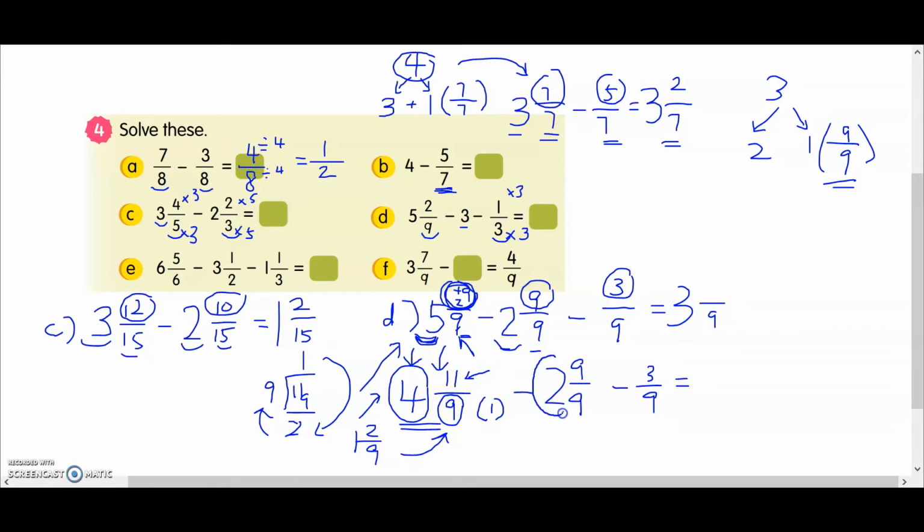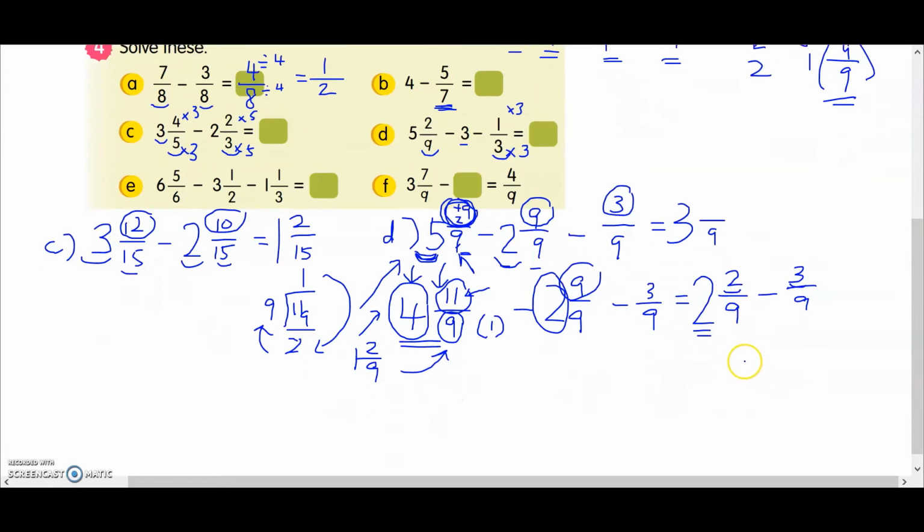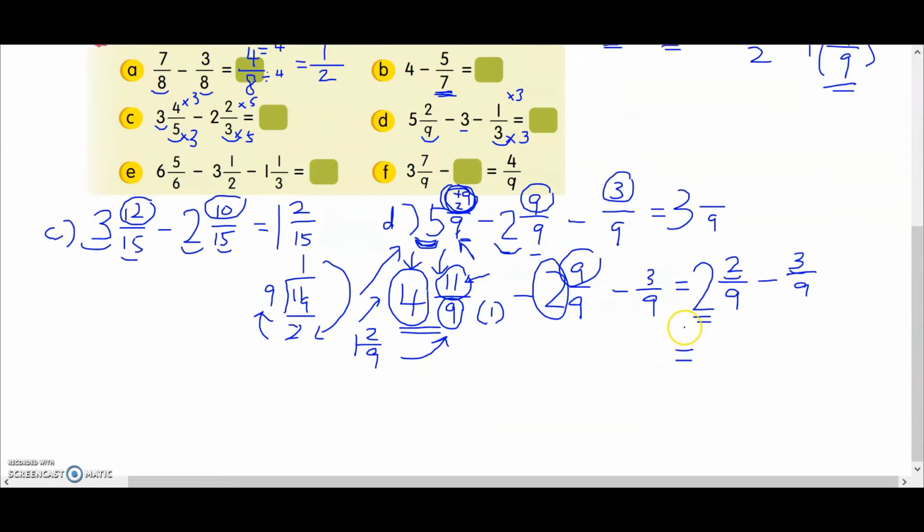Okay, we minus the round number first. 4 minus 2 is 2. Bottom remains the same. 11 minus 9 is 2. And now we need to minus 3 over 9. Okay, again the top number is smaller than this. So again we borrow from the round number. So the round number, okay, we minus 1. 2 becomes 1. Bottom remains 9.